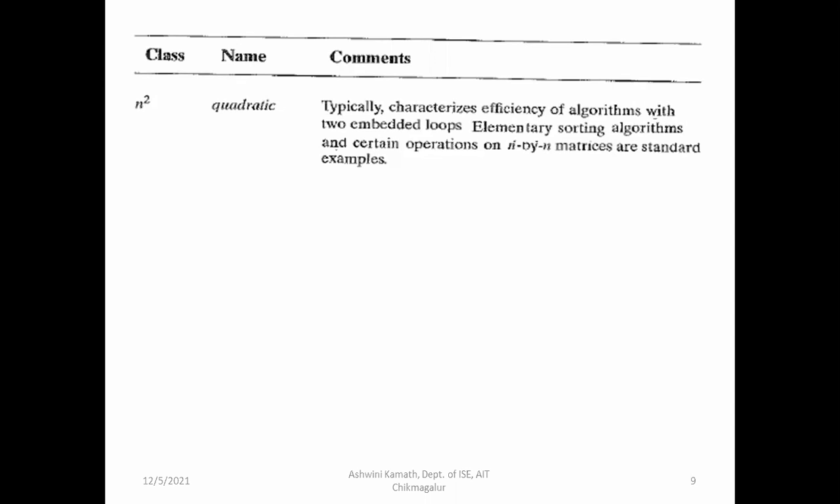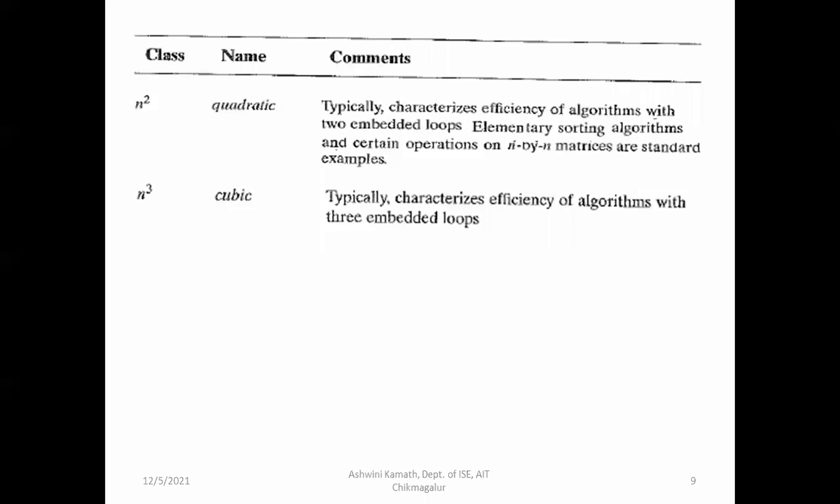Quadratic efficiency. Next we will get n cube. N cube means cubic. Usually when we have three nested loops, we'll get the efficiency n cube. For this also we have examples. When we learn about Floyd's algorithm and Warshall's algorithm, you'll come to know about it.